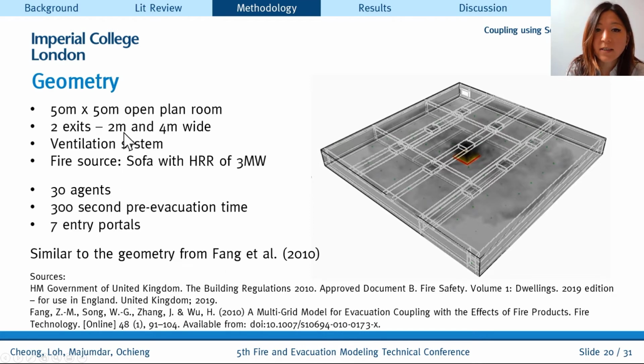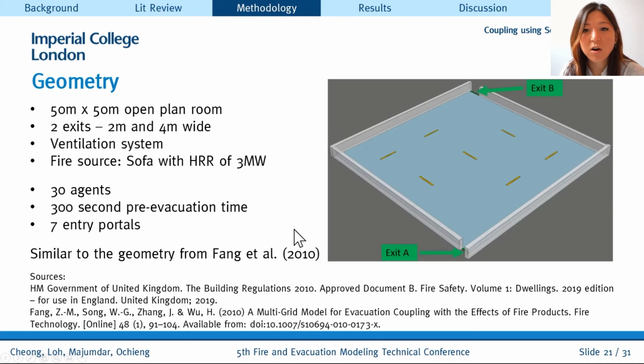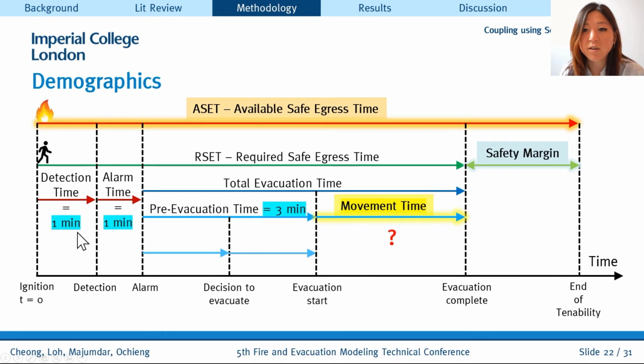In our geometry, 2 exits and a smoke extraction system have been implemented as per the UK building regulations, and a fire source representing a sofa with materials such as polyurethane was implemented in the center of the room. On the evacuation modeling side, 30 homogeneous agents are implemented with a low standard deviation within a Gaussian distribution for the pre-evacuation time and unimpeded agent speed. The agents are introduced in various locations of the room prior to the model start and circulated to warm up the simulation and have a spatially balanced distribution of agents over the room floor. Other than the pre-evacuation time, to sync the fire initiation and evacuation modeling, a detection time and alarm time of 1 minute have been assumed.